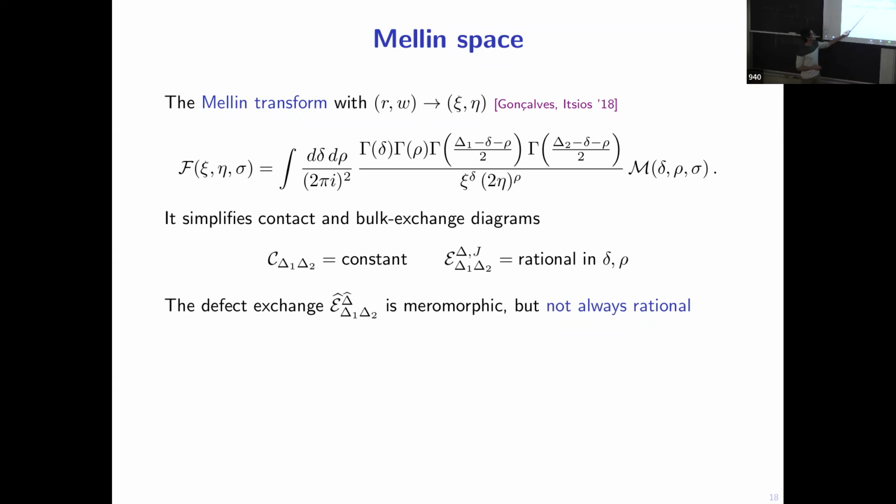The only caveat is that there was this other diagram, the defect exchange. For this type of diagram, you do the Mellin transform, you don't get something rational. You get something that is meromorphic, it has infinitely many poles. But sometimes it truncates and it's rational. That's the only caveat.